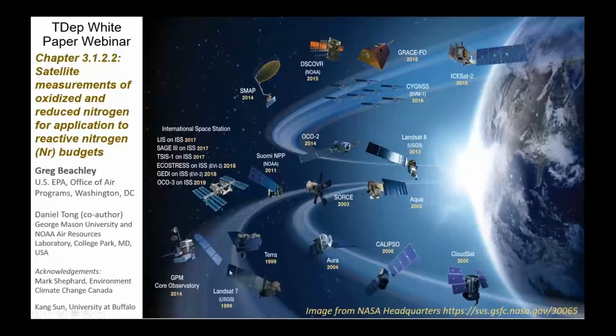I found this nice image from NASA headquarters, which shows the current missions. Some of these have the atmospheric trace gas instruments on them that we'll talk about. The Aura satellite here has OMI, and the Suomi NPP, I probably pronounced that wrong, has the CrIS instrument that we'll talk about.